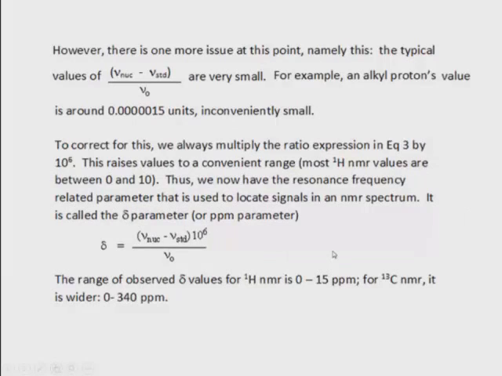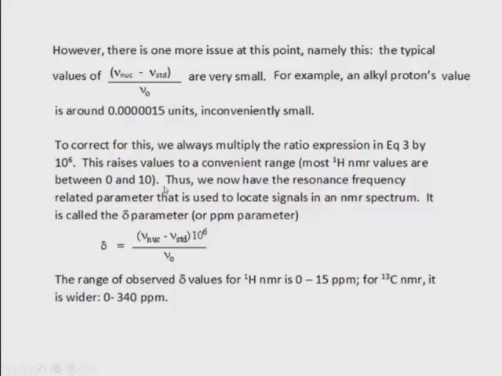However, there's still a problem that remains, namely this. The typical values of the equation 3 ratio are very, very small. For example, an alkyl proton's value is around 0.000015 units. Very small, inconveniently small. To correct this, what we do is we always multiply the ratio expression in equation 3 by 10 to the 6th. This will raise values to a convenient range. Most H1 NMR values are between 0 and 10.